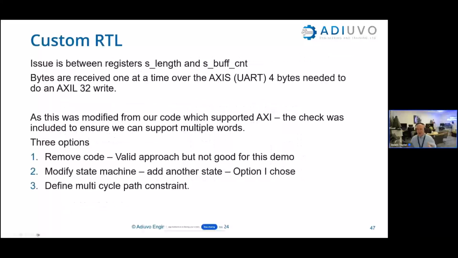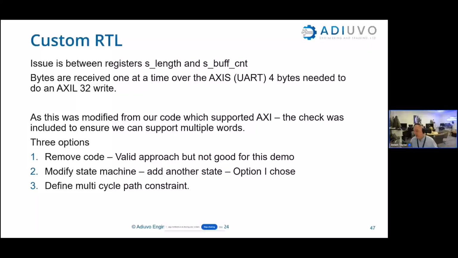So the issue in the custom RTL, and you'll get the custom RTL so you can go away and look at it and laugh at it and go, you did that the first time around, is we're receiving 4 bytes that need to be packed into a 32-bit AXI word. We needed to modify that and check that we got all of the 4 bytes before we moved on and did anything. So what we could do is remove the code. No, that's not really going to work for this example, and probably not for most, because it's not going to do what we want.